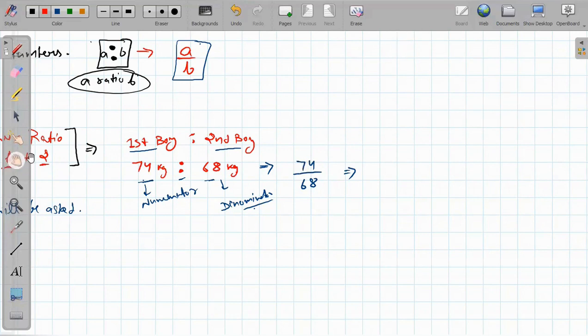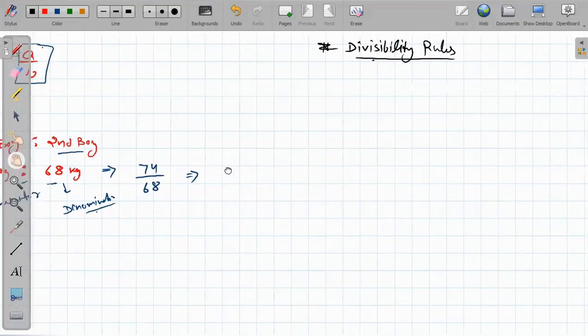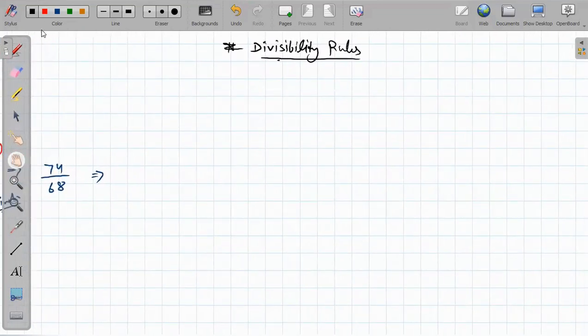We have some divisibility rules. We call them divisibility rules. There are a few rules that you need to know. If you remember these rules, then just by looking at a number, you can easily tell whether it will be divisible by 2, 3, 4, 5, 6, 7, 8 or not.